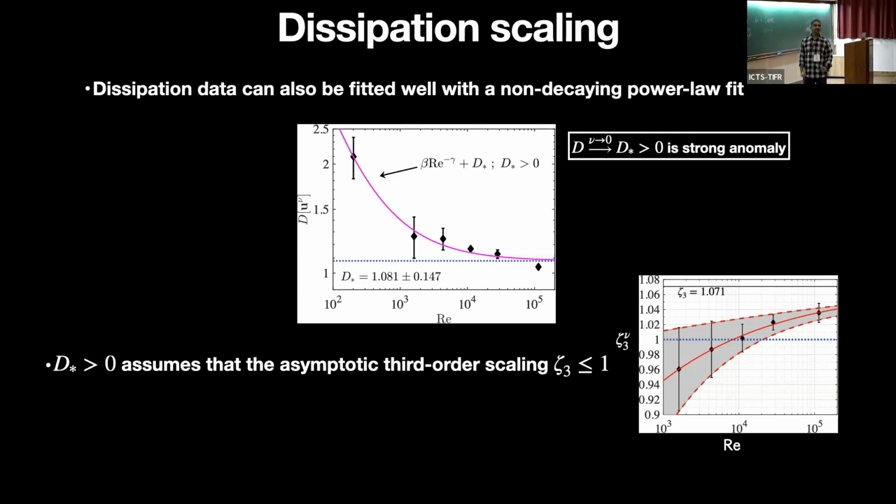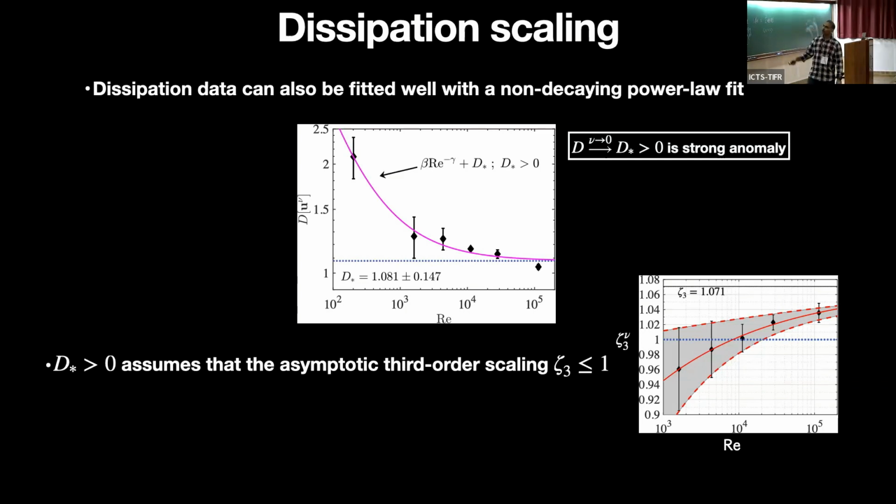It doesn't fit the data as well as the power law, but the goodness of the fit is more or less the same. And the d star value is of order 1. This is the case for the strong anomaly. So here, d goes to d star. So alpha here is 0. You're assuming that alpha here is 0, and d star is greater than 0.